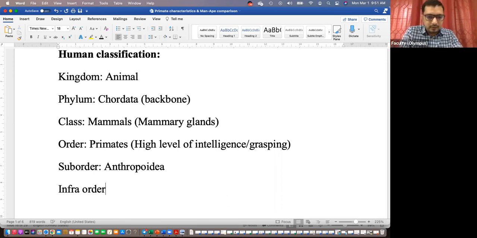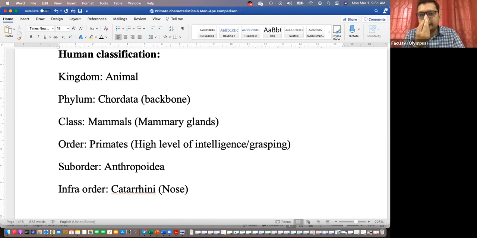Suborder is further categorized into infraorder. So I'll explain these features, but for now, just remember it is called Catarrhini. So depending on the shape of the nose, we are put under Catarrhini. I'll explain that. So basically, this is talking about how nostrils are placed, how nose structure is. What type of noses do we have? We actually have downward facing noses. We have two nostrils and they're facing downward. So they are mostly based on nose shape and type.